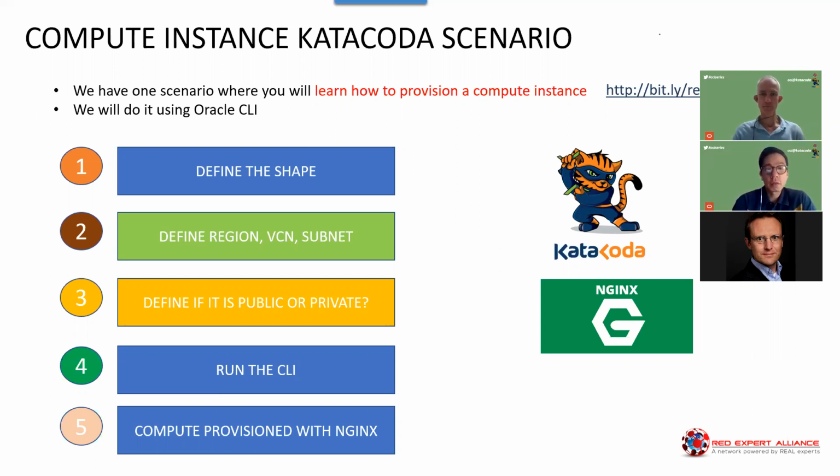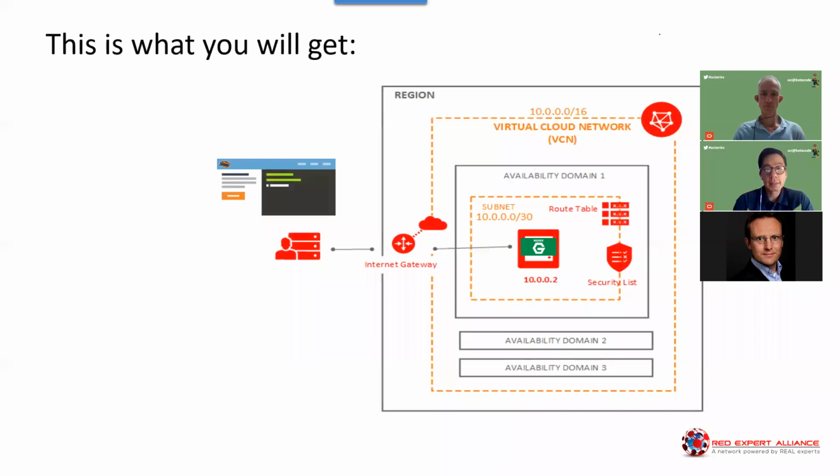Okay, so that's it for the compute instance. The last slide for compute instance is just an image of what you are going to get. This is what you are going to get. Okay, you are in the Katacoda environment, which is that image that we have at the left side of the window of the slide. You will connect to that Nginx that is deployed on top of the compute instance through the internet. That is why you are going to be using an internet gateway for that.